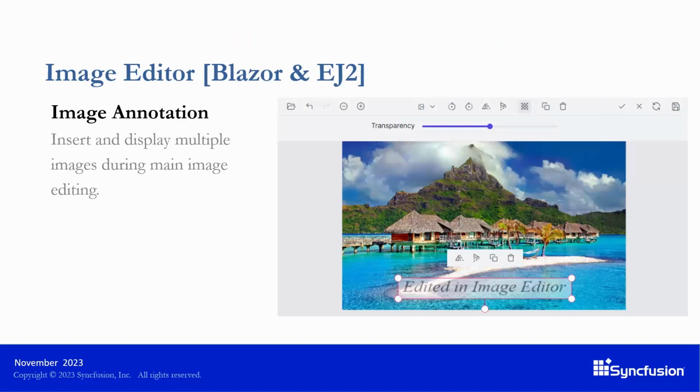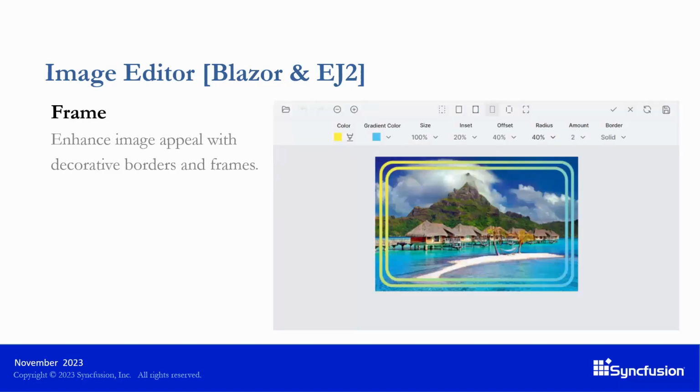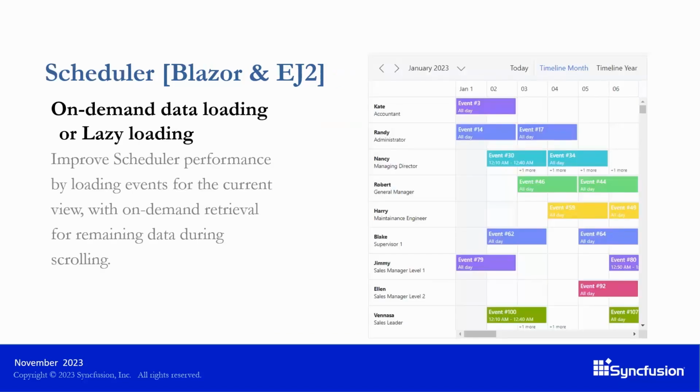In the Blazor and EJ2 platforms, we have introduced image annotation, resizing capabilities, and frame support for the image editor to enhance image editing. Look here, another important cool feature in the Blazor and EJ2 scheduler component is on-demand loading so that you can fetch events and additional data as required during the scrolling action. Due to this feature, you can improve the scheduler's performance. That's all about the Blazor updates.